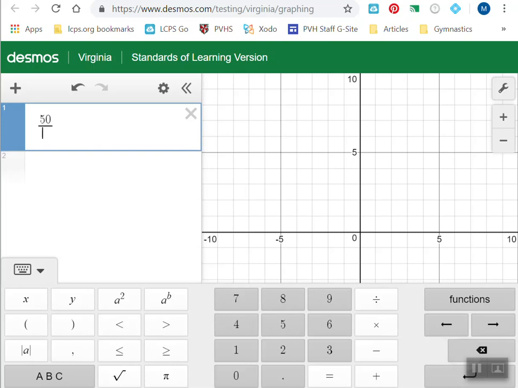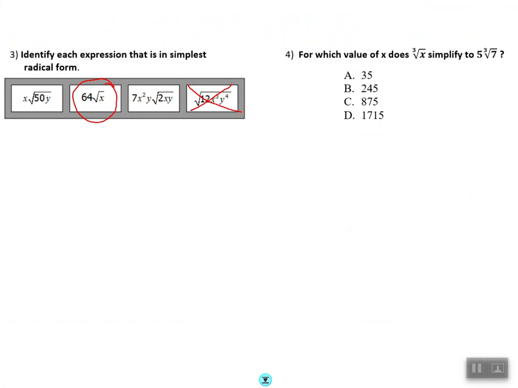9, 16, 25. When I do 50 divided by 25, I get 2. So that means that we can simplify this radical more. So this is not in simplest radical form.